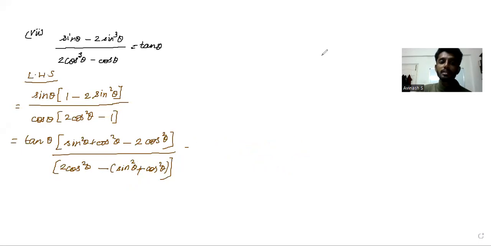There is a small error in the answer. So this should be basically sine square theta, not cos square theta. I'm sorry, I've copied this wrongly. Here, this should be sine square theta. Yeah. So now the same procedure.